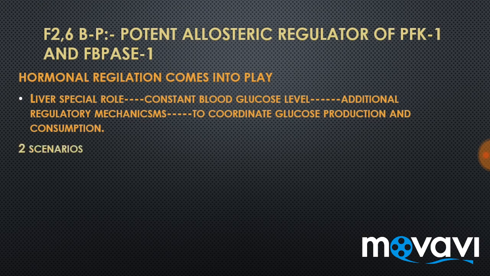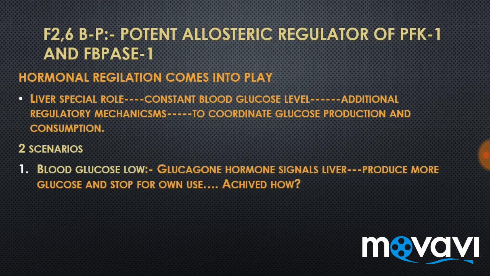We discussed two scenarios now. When there is low blood glucose, what would happen? The glucagon hormone would be released and it would signal the liver, hey, stop, don't use the glucose for yourself. Don't use glucose for yourself. Stop it, man. We need more glucose, so produce more. So how is this achieved? Through glycogen, which is stored in the liver. That is glycogenolysis. There would be breaking of this glycogen to produce glucose, and also through gluconeogenesis.